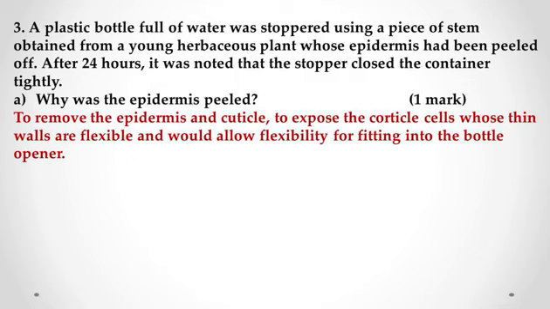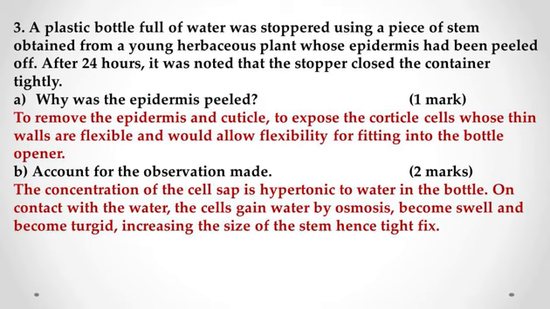The epidermis was peeled to remove the epidermis and cuticle and to expose the cortical cells, whose thin walls are flexible and would allow flexibility for fitting into the bottle opening. Question B is asking to account for the observation made. The concentration of the cell sap is hypertonic to the water in the bottle. On contact with the water, the cells gain water by osmosis, swell and become turgid, increasing the size of the stem, hence the tight fit.